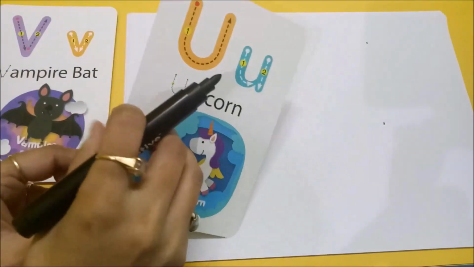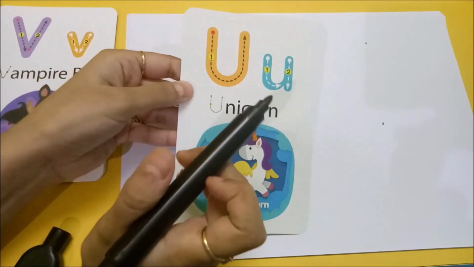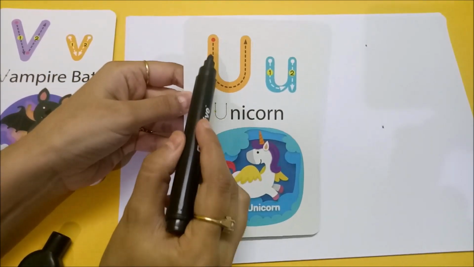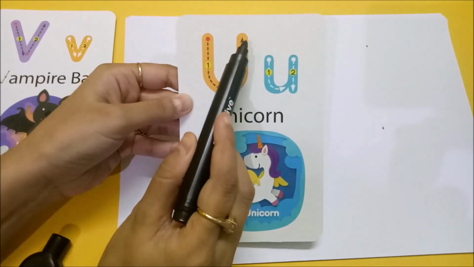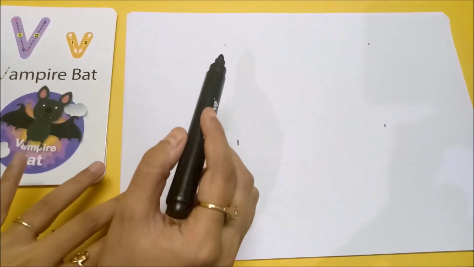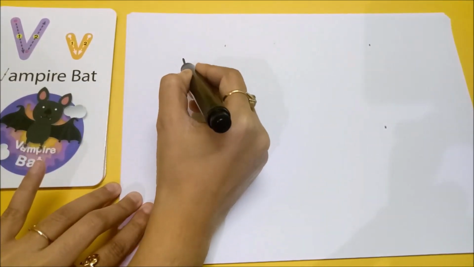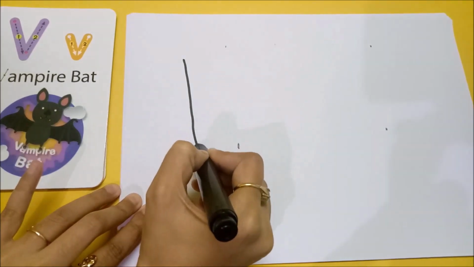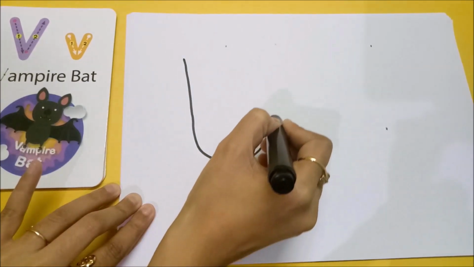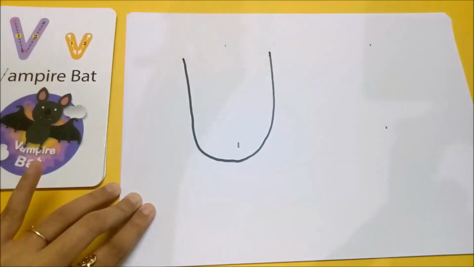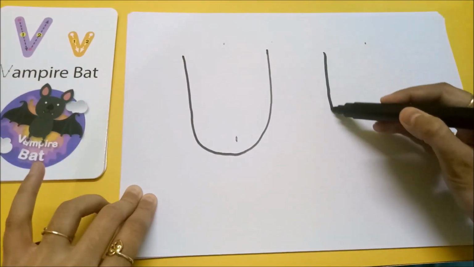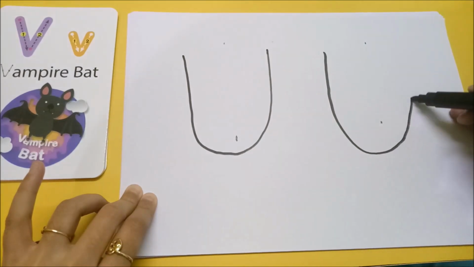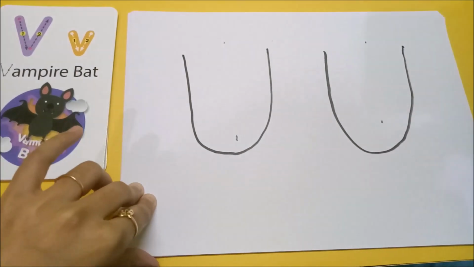Now letter U. A standing line, a curve, and a standing line makes U.